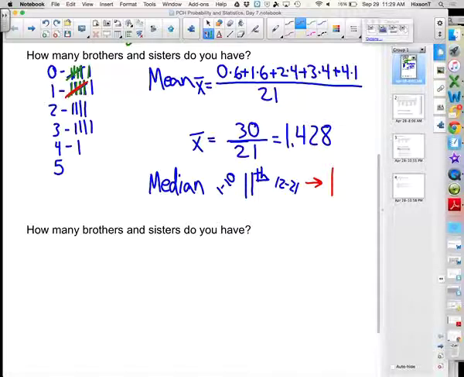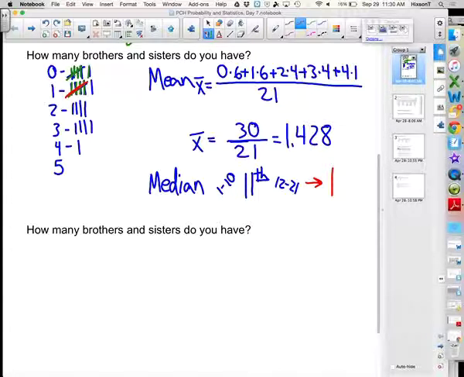Okay? Does that make sense? Okay? Please do not write them all out, 0, 0, 0, 0, 0, 0, 1, 1, 1. Okay? Think about which score you need, and then you can just count up using your frequencies.